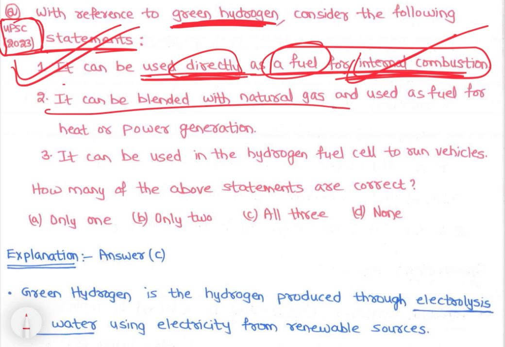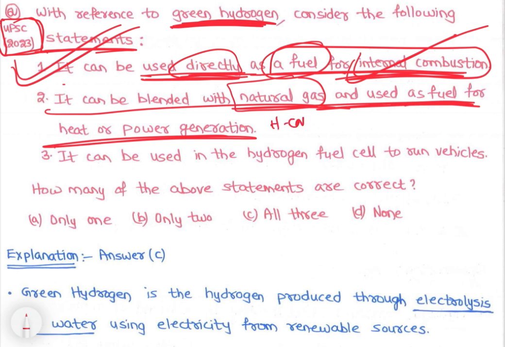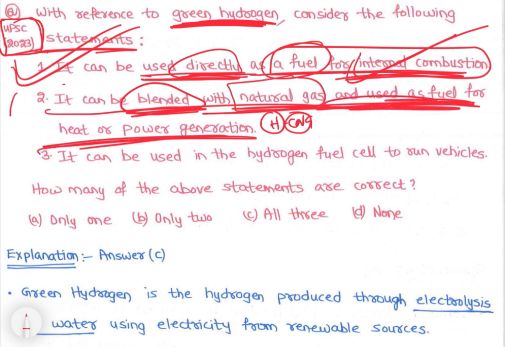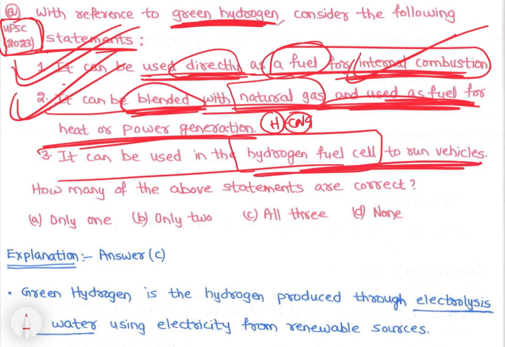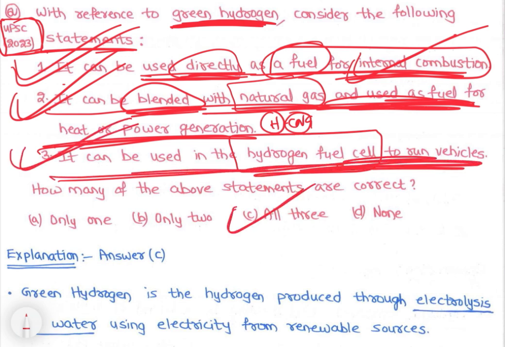It can be blended with natural gas and used as a fuel for heat or power generation. वो भी देखा भाई, that is HCNG, right? HCNG is hydrogen compressed natural gas blending. It can be used in hydrogen fuel cells to run vehicles. Yes, right? So all three are correct. So green hydrogen can be used in hydrogen fuel cells to run vehicles. So all three are correct, right? So green hydrogen is very important.